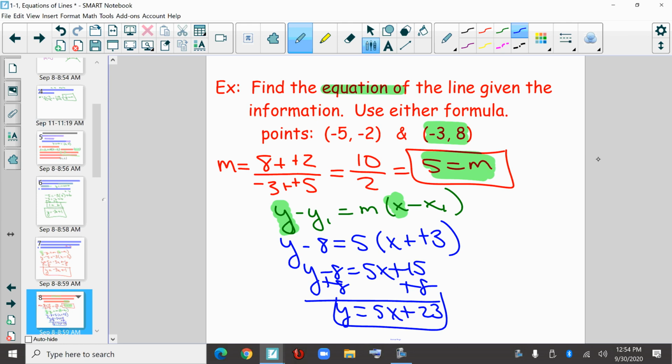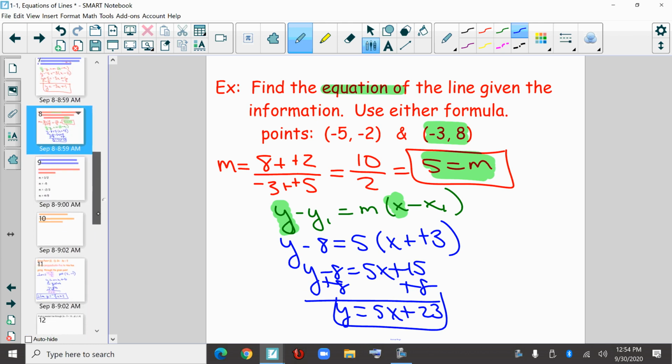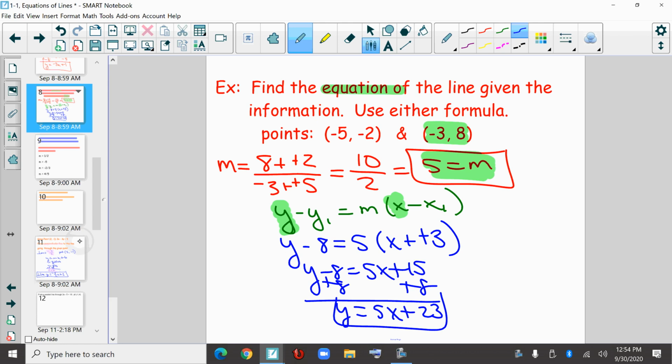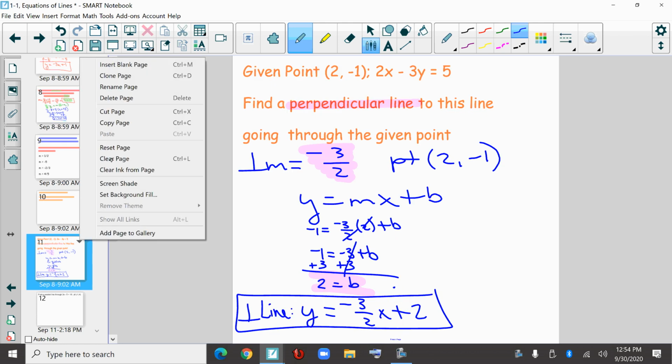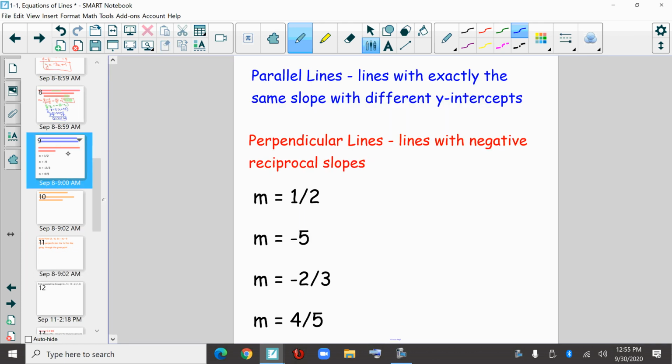Now remember, with this problem, the biggest key was you first found the slope and then chose one of the given points and plugged and chugged into the formula. Okay, so we've talked about a whole bunch of our lines. We've discovered how to find the equation of a line. Now we need to talk about actually finding parallel and perpendicular lines. So how do we go about that?